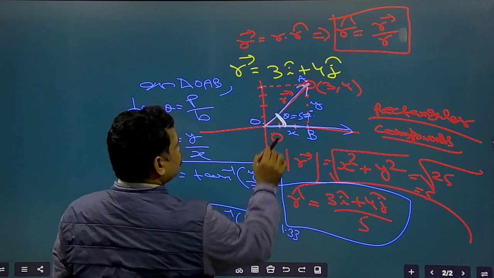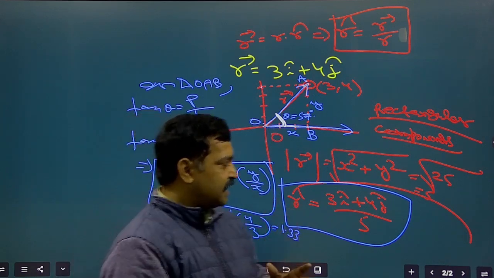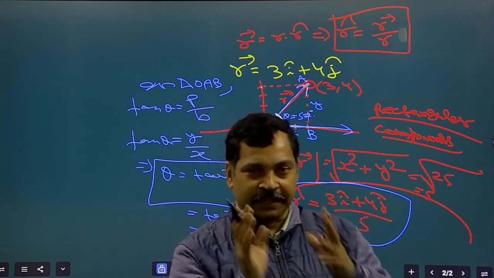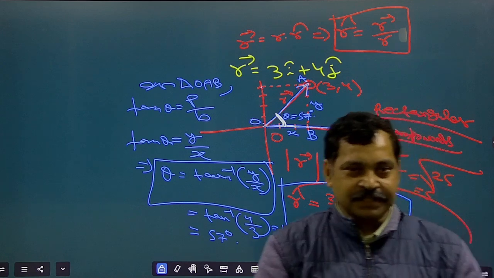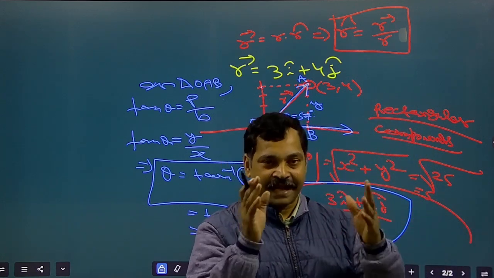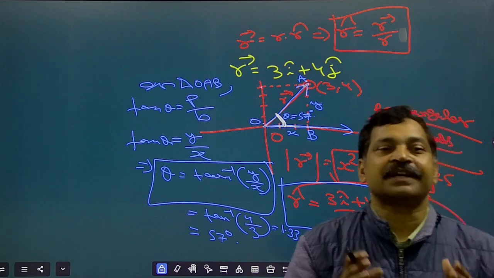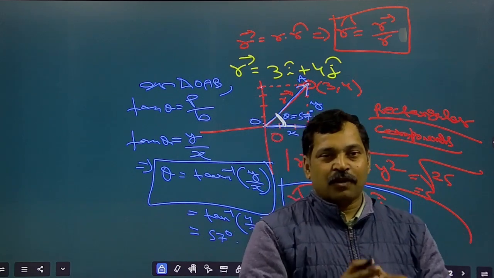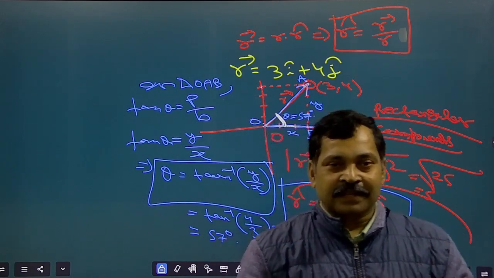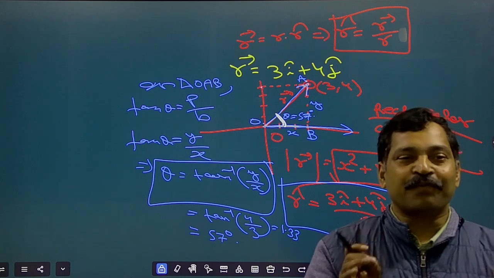So I think now it is clear to you what a vector is, what its magnitude is, what its direction is, how I can represent this vector graphically, and what you understand by the rectangular components of a vector.